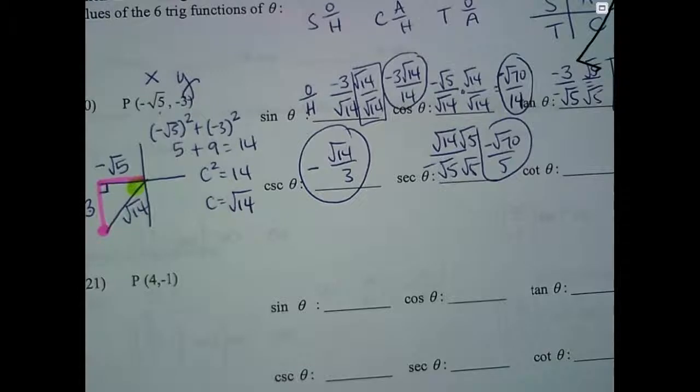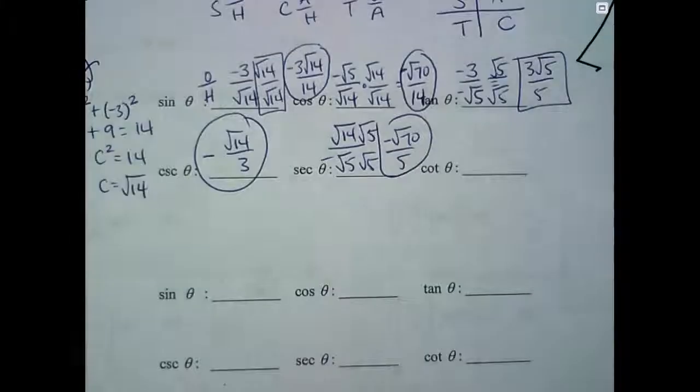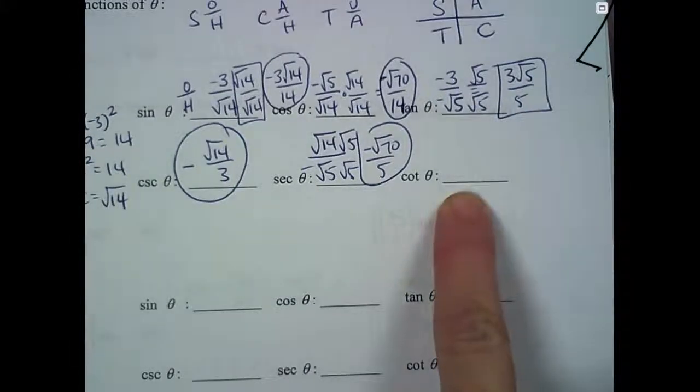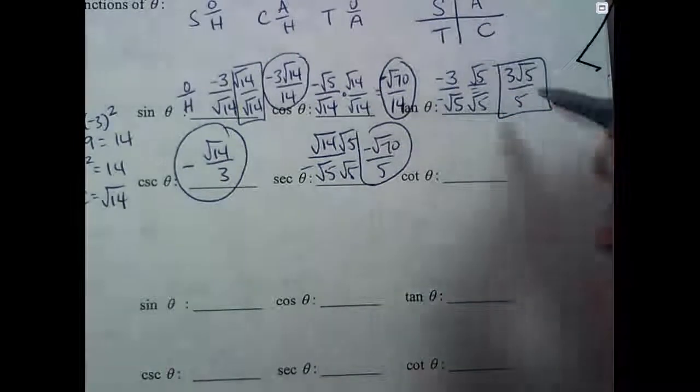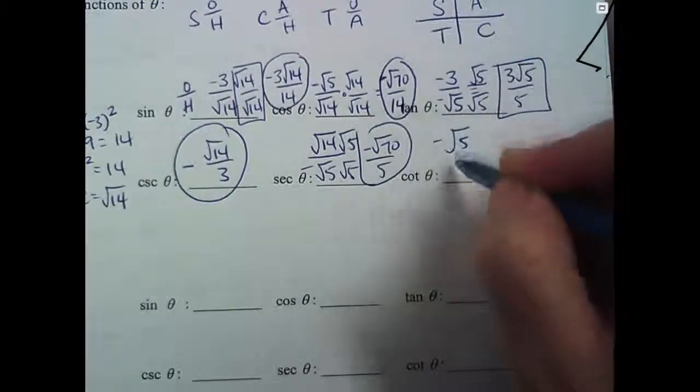Okay, I'll give you a second to flip tangent, to find cotangent. Flip it. Alright, remember, tangent's positive, so cotangent is going to be positive. I'm going to flip the first one. So root 5 over 3, which just stays the same.